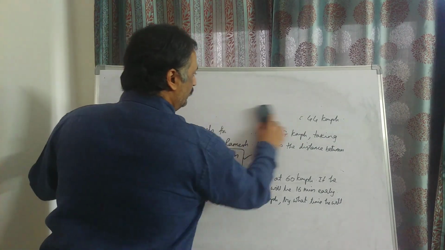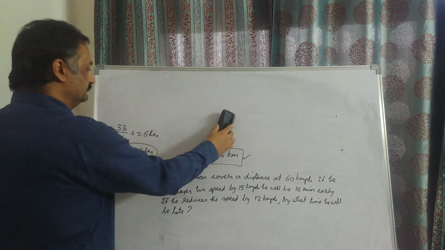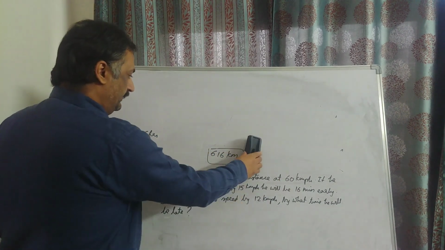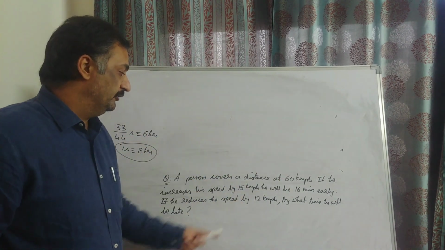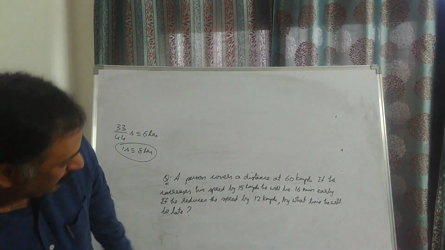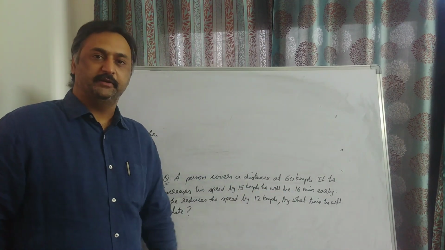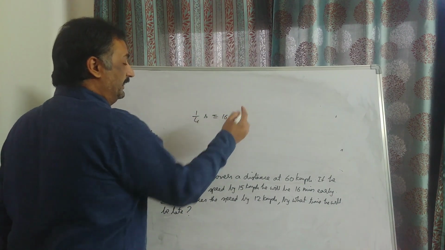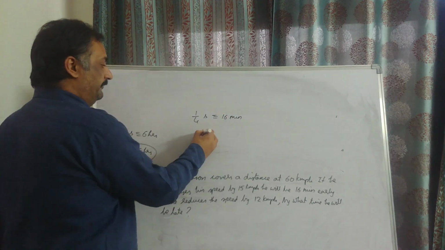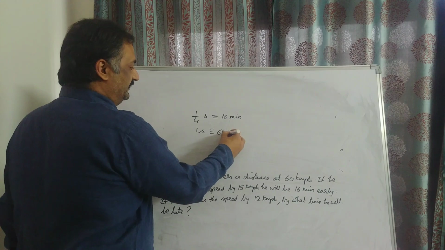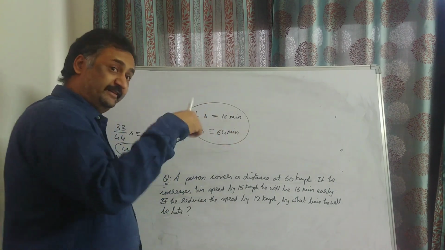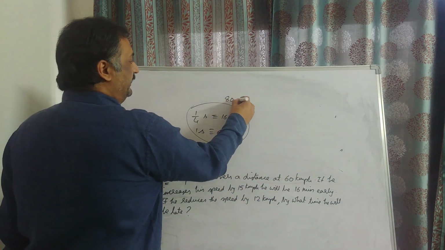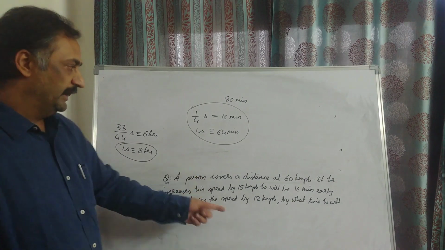Now let us see what is the next question given. A person covers a distance at 60 km per hour. Usual speed also is given. If he increases his speed by 15 km per hour, he will be 16 minutes early. So out of 60 km per hour, 15 km per hour is 1/4. So when 1/4 speed is increased, 16 minutes early is coming. That means with the increased speed, he is traveling 64 minutes. This is 16 minutes early. That means previously with 60 km per hour speed, he used to travel 80 minutes.